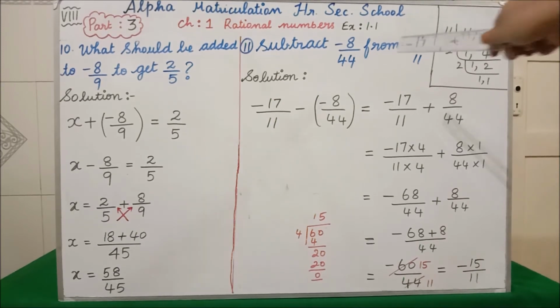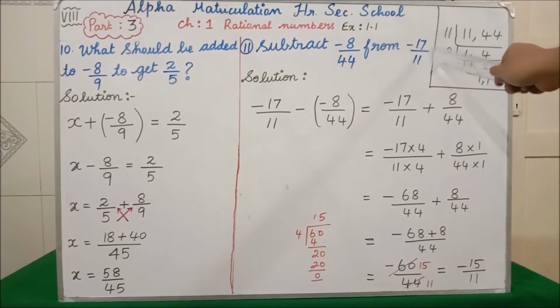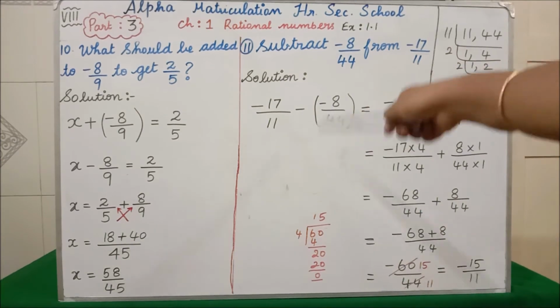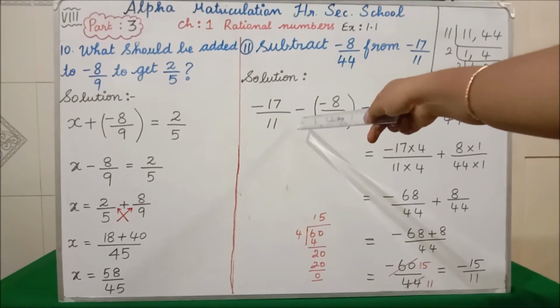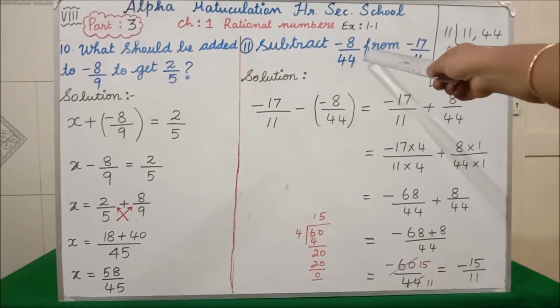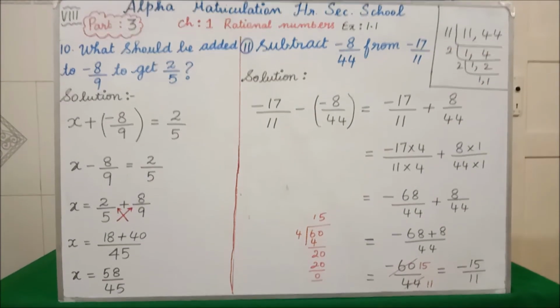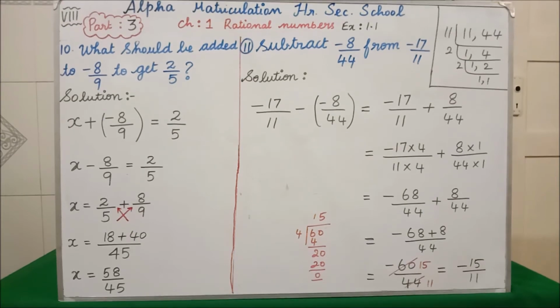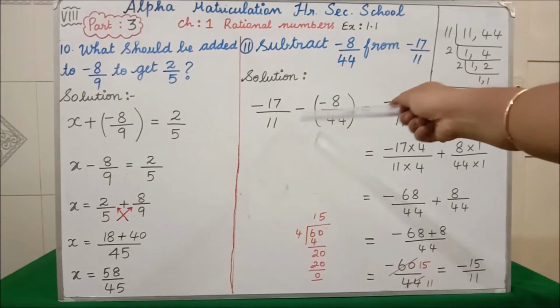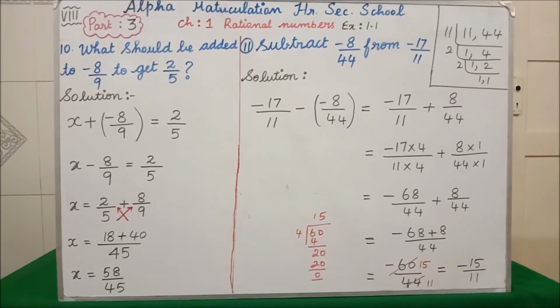After "from", whatever number they have given, first you have to write that number. Then in between I am writing the subtract symbol, and afterwards you have to write minus 8 divided by 44. Clear all of you? Now I have told you previously, for a rational number we should not have two signs, we have to make it into one sign.